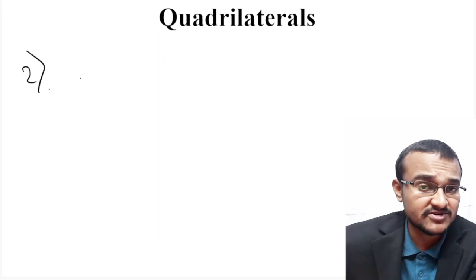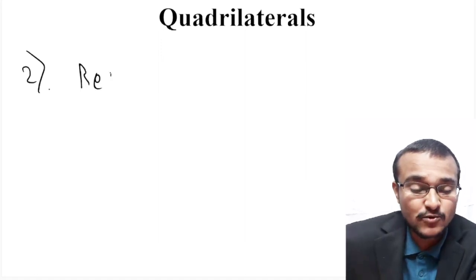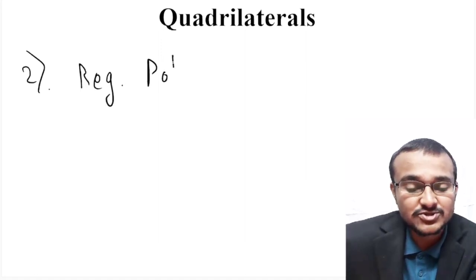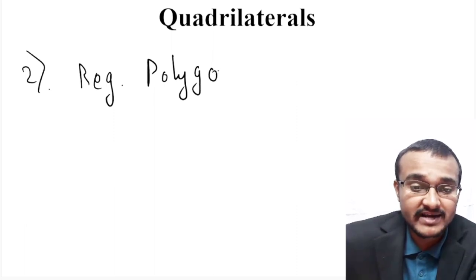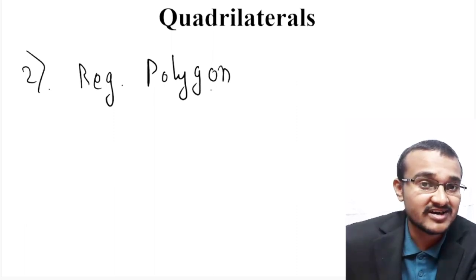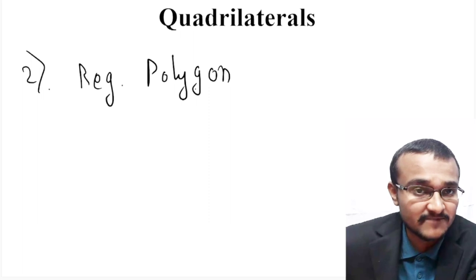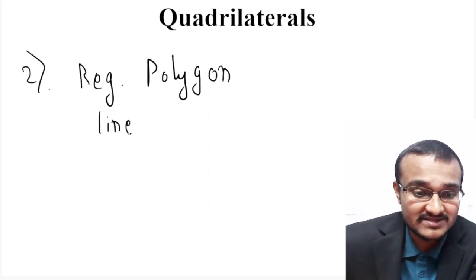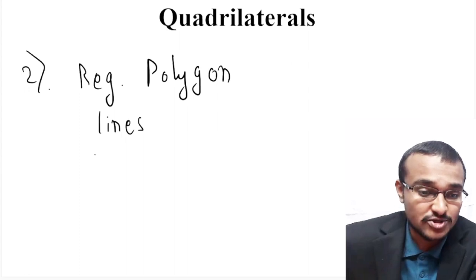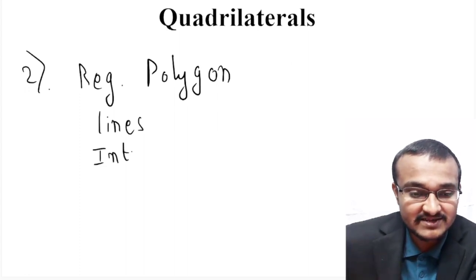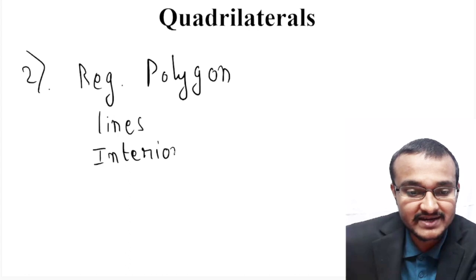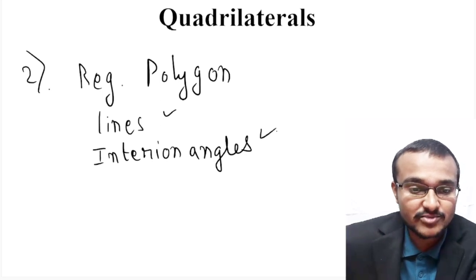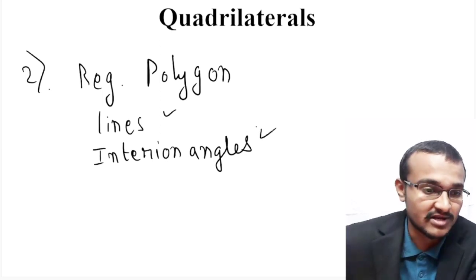So coming to the second question, they have asked what is a regular polygon. As I explained before, a regular polygon is a polygon where all its line segments are equal and all its interior angles are equal. So all lines should be equal, and also all interior angles. You should always remember the words interior angles should be equal. Then only that particular polygon will become a regular polygon.